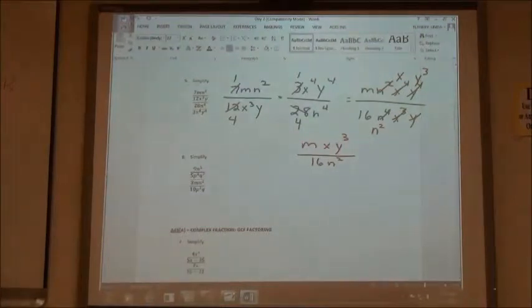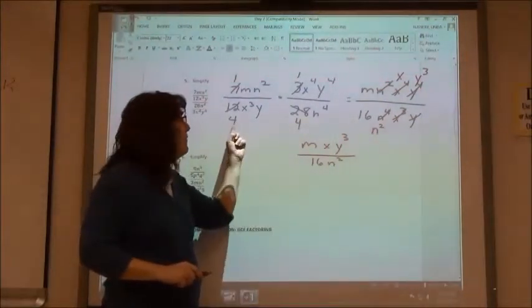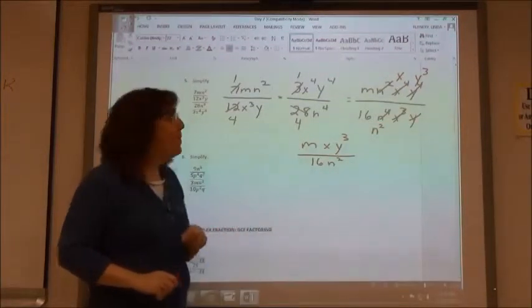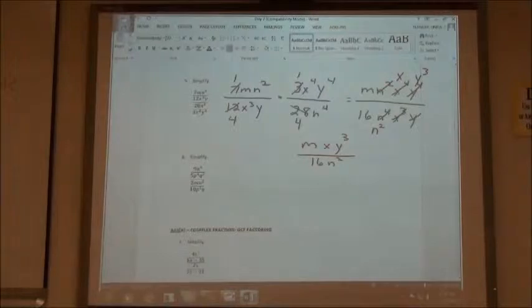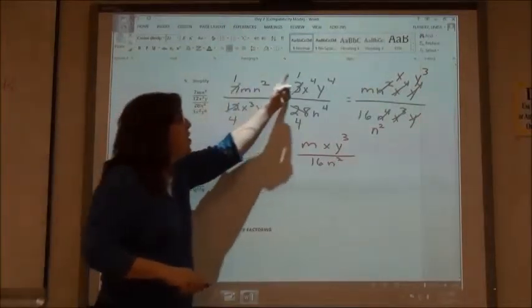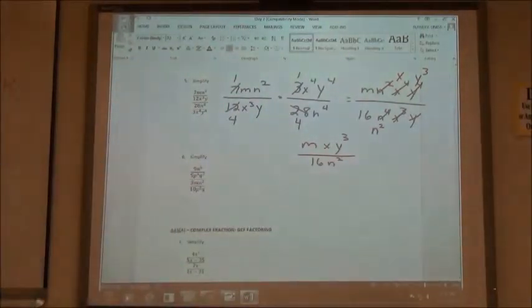A 16? Yep. 4 times 4, right? Oh, you multiply them on the bottom? They're on the bottom, aren't they? Okay, yeah. Because on the tops I just had 1s. On the bottoms I had 4 times 4. So that's 16 down there on the bottom.